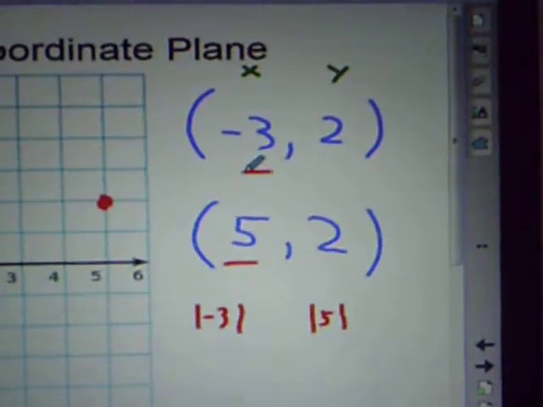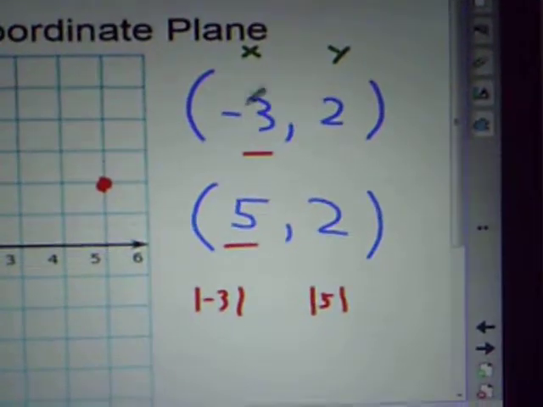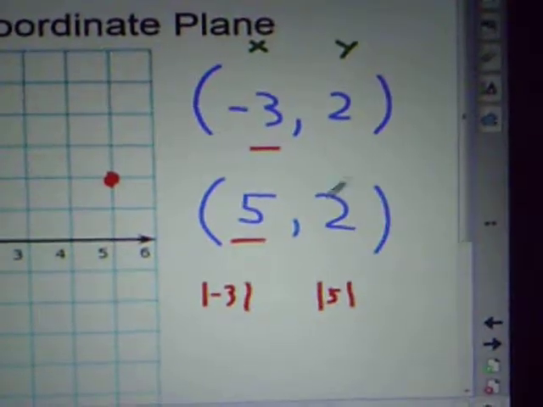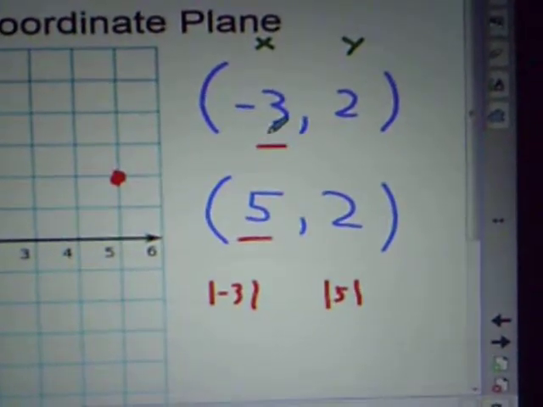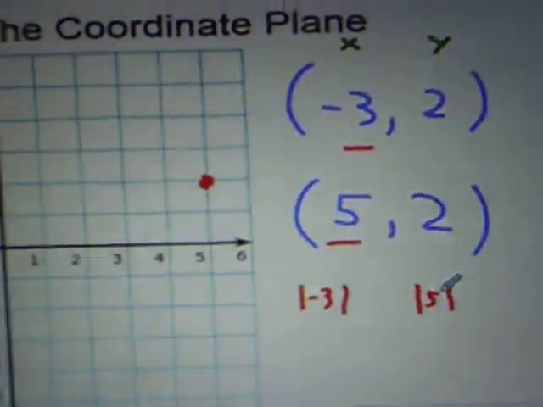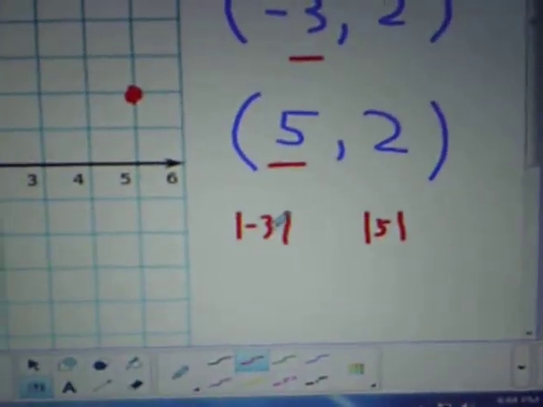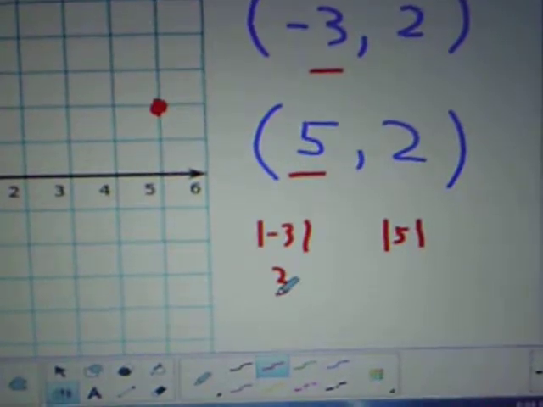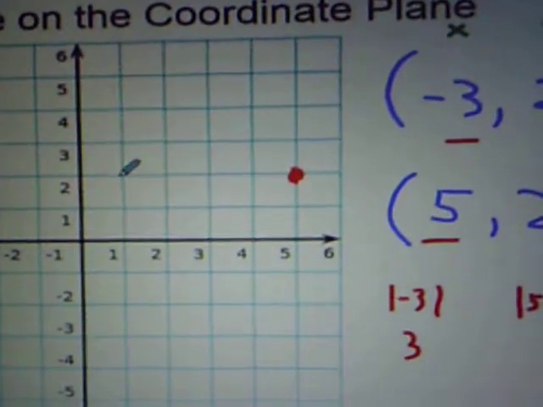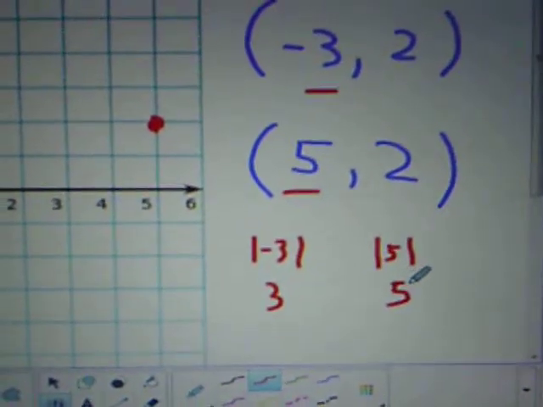So once again, first step to finding the distance without using the graph is to look at which points are different. Is it the x points that are different, or is it the y points that are different? Well, in this case, both the y's are 2, and it's the x points that differ. So first we take the absolute value of both those points, their distances from 0. This one is 1, 2, 3 away from 0. So the absolute value of -3 is +3. It's just 3. And the other one is 1, 2, 3, 4, 5 spaces from 0. The absolute value of 5 is 5.